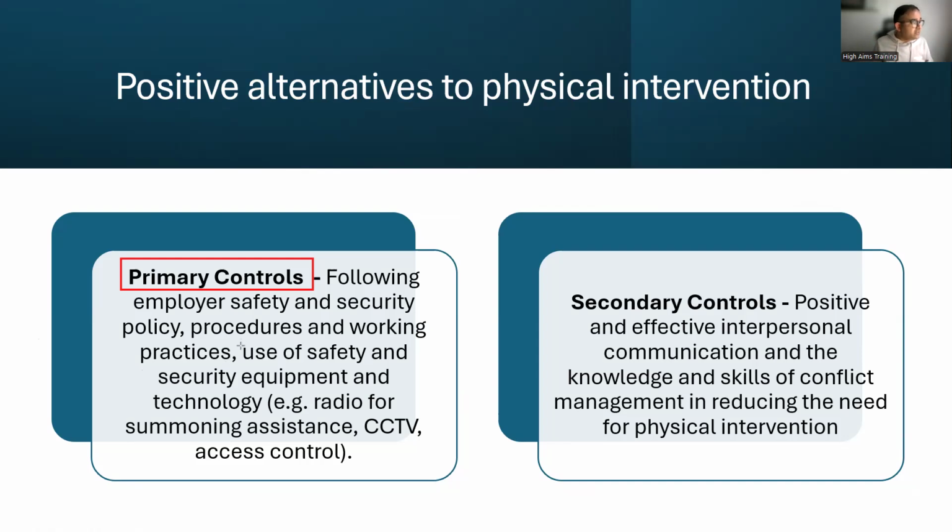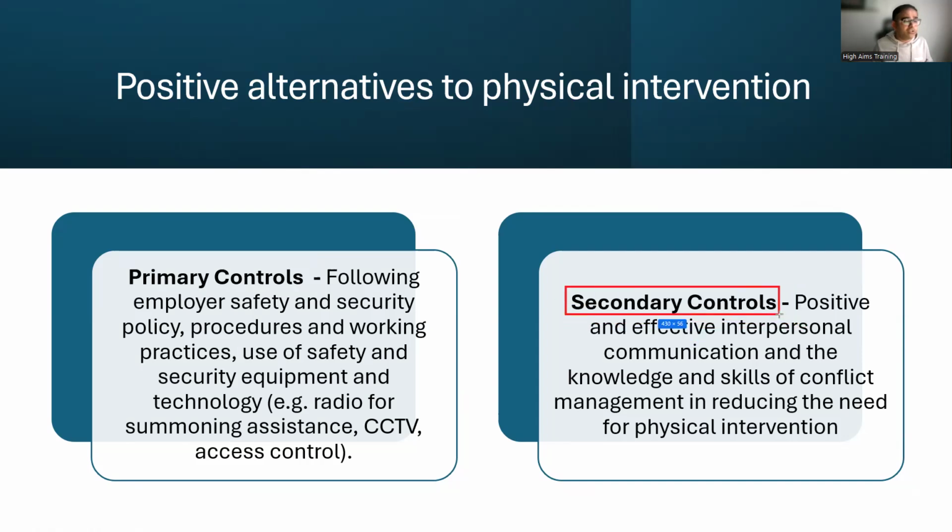Yeah. Use of safety and security equipment and technology, as a deterrence. For example, radios for summoning assistance, CCTV, access control, and all of that. These are the primary controls. Okay. If you're doing the right thing and following the policies and procedures, most likely things won't go wrong. Okay, these are the primary controls, and this can be tested in the exam. So you need to know what the primary controls are: following the policies and procedures, using the equipment, radios, CCTVs, right?